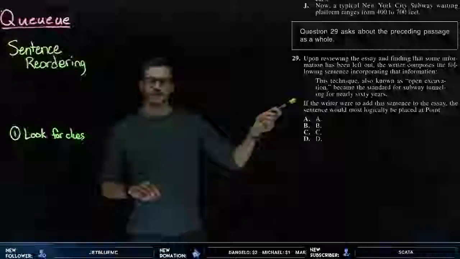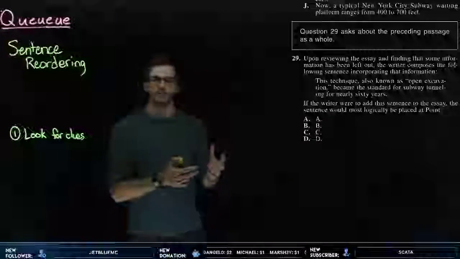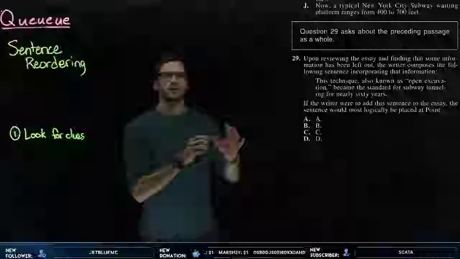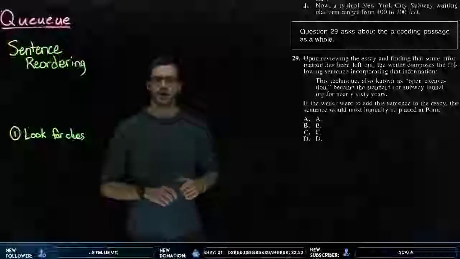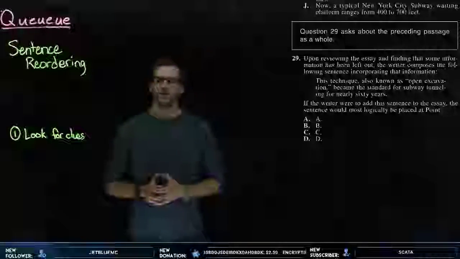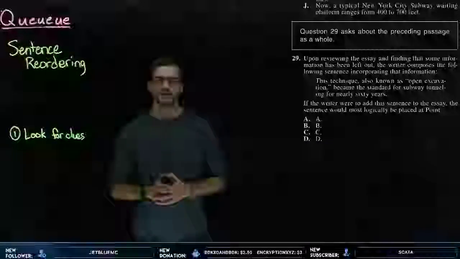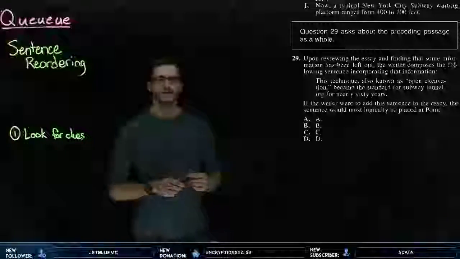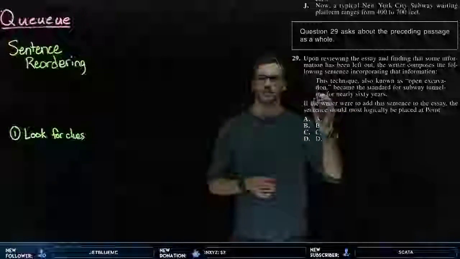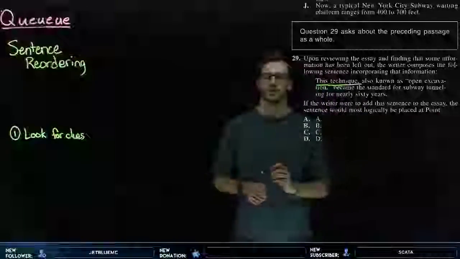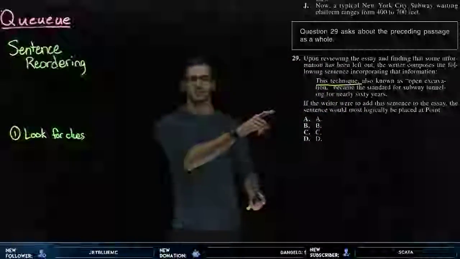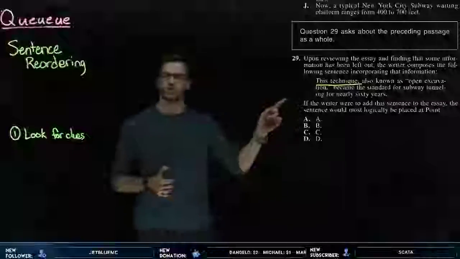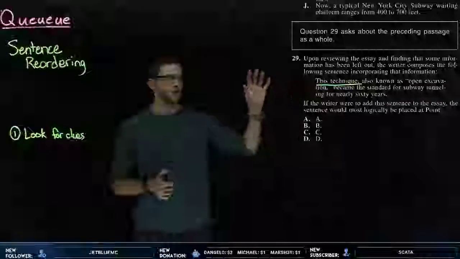So let's read the sentence and look for clues in this sentence. You can, not without too much difficulty, get this question right, but you should look for specific clues. So, this technique, also known as open excavation, became the standard for subway tunneling for nearly 60 years. Okay, there's one glaring clue to me, and that's this technique. They say the word this. That's what I care about, because that demonstrates that there's some technique that has been explained. We haven't gotten a term for it because we just gave it a term here. But that technique has been explained.